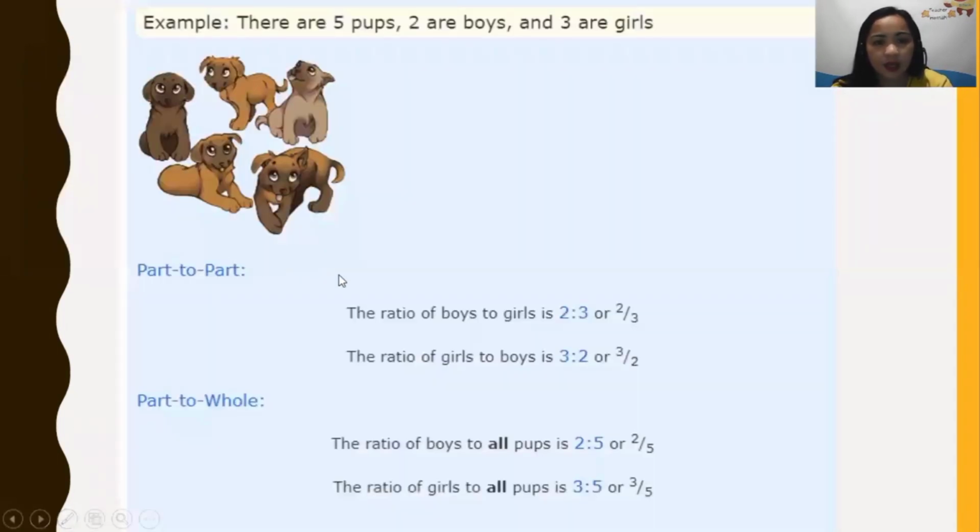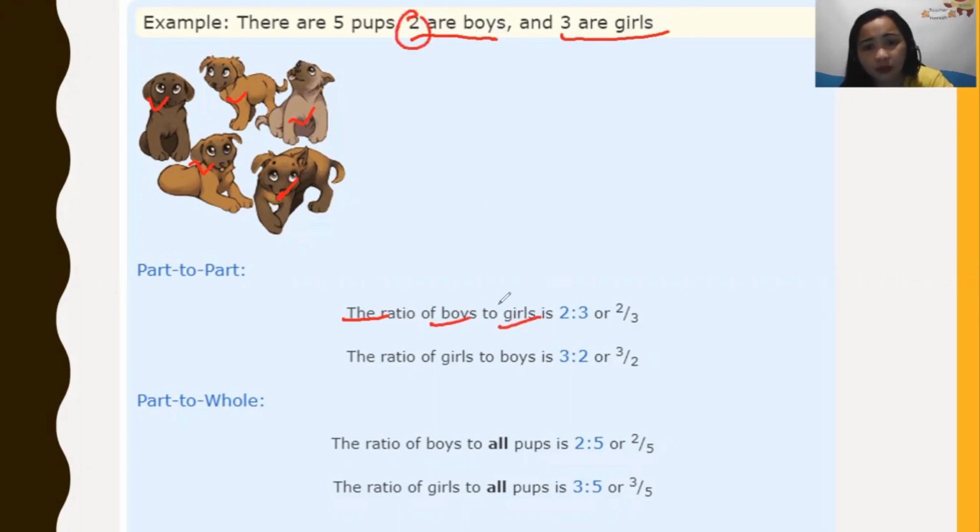So now, let's practice what we have learned here. Tingnan natin. Look at this example. There are 5 pups or 5 puppies. Now look at the picture. We have 1, 2, 3, 4, 5. In those puppies, 2 are boys and 3 are girls. Now, let's find the ratio of boys to girls. Dahil hinahanap muna ang boys, we need to write first 2 and girls is 3. The answer is 2 is to 3 in word. And in fraction, we have 2 is to 3.